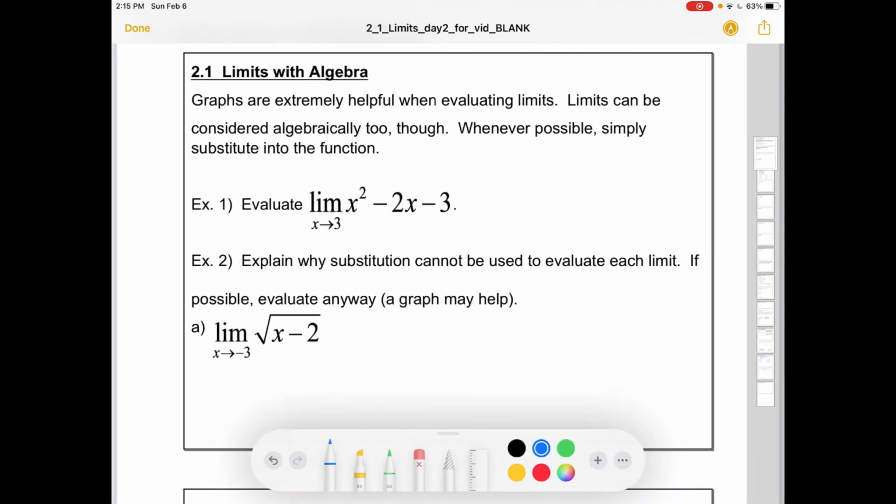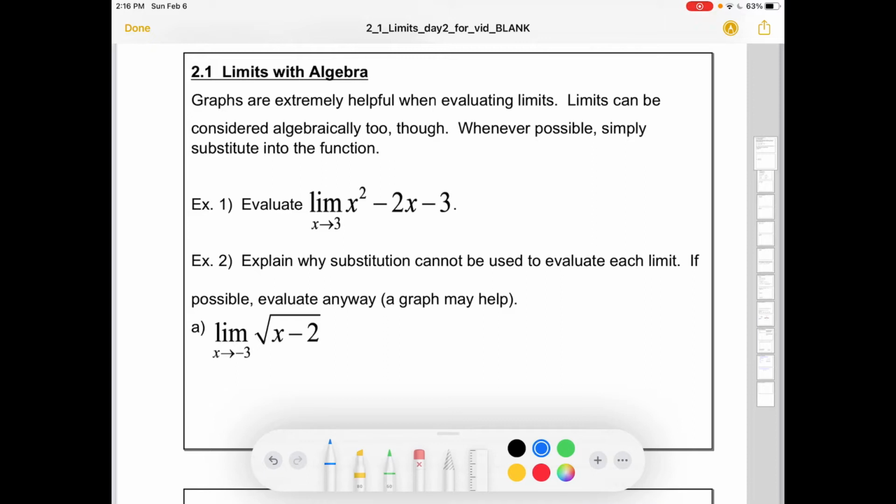All right, to the matter at hand. Limits with algebra. So graphs are extremely helpful when you evaluate limits, but you have to have a good graph, and that can be difficult. Maybe less so with technology, but analytically, it can be tough to get a really nice graph. So limits can be considered algebraically too. Whenever possible, if you want to find a limit, you just sub into the function.